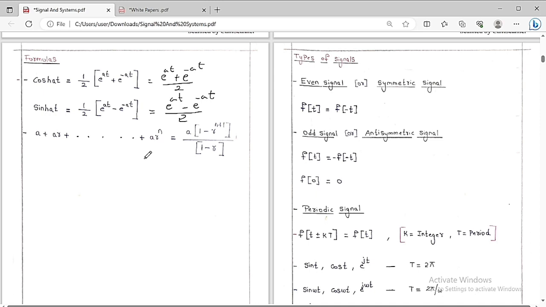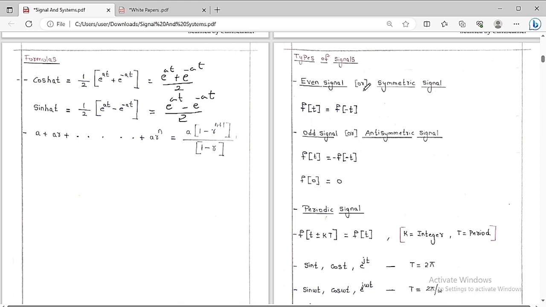A is the first term, r means by this factor each and every term is going to get multiplied, and the total number of terms present in this expression is n plus 1. So I have used this here. The first term into 1 minus r to the power of the total number of terms, which is n plus 1. These things you always have to keep in your mind. These three formulas are very important in signals and systems. That is the reason I have written like this.